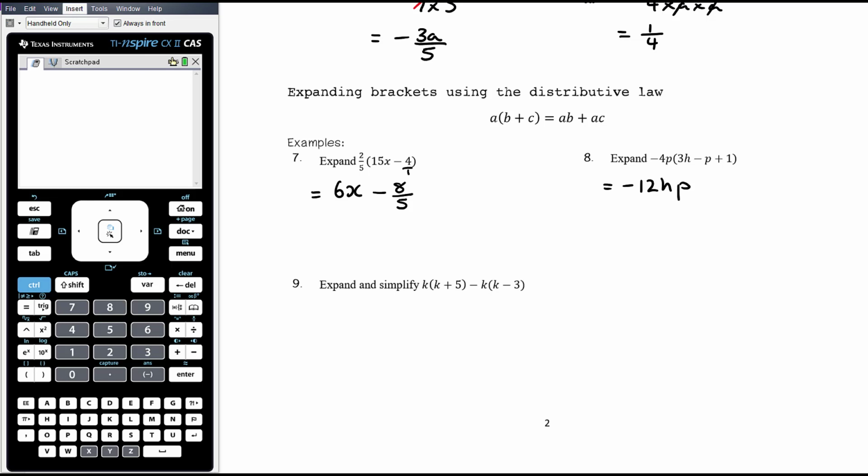Negative 4p times negative p, so it's going to be positive 4p squared, and negative 4p times positive 1 is negative 4p.